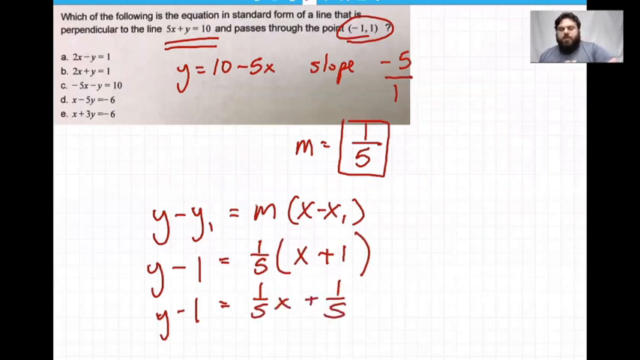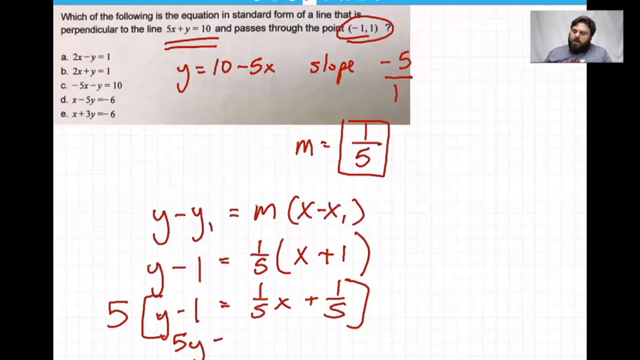Now don't forget, look at all your answer choices. See how these are all in standard form? I've got to get rid of these fractions. So look at your denominators, right? See how you have 5s in the bottom? Multiply the entire equation, left side, right side, everything by 5. That's going to kill off your fifths. So 5 times y is 5y, minus 5 times 1, which is negative 5. Now here's where the fifths cancel, right? The fifth on bottom cancels with this 5 out front and leaves you with 1x. Okay, same thing here. This fifth on bottom cancels with the fifth out here to leave you with a plus 1. So right now I'm really close.